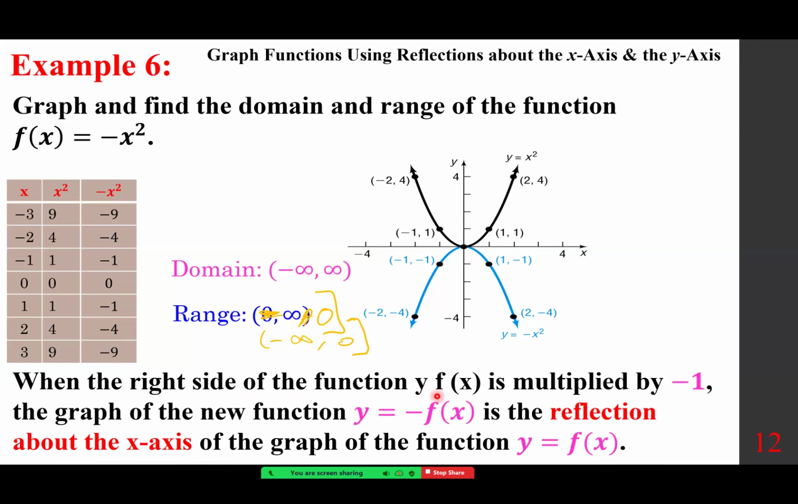When the right side of the function y equals f of x is multiplied by -1, the graph of the new function y equals minus f of x is the reflection about the x-axis of the graph of the function y equals f of x. So basically, that's what happens, everybody. So the right side, again, we are looking at this function y equals x squared. The right side is being multiplied by -1. It flips over. It's a reflection about the x-axis, or simply put, flip it over with respect to the x-axis. It has the same meaning.